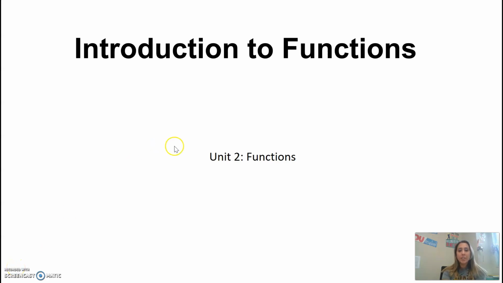Good morning, functions. We are starting a new unit. So we're going to do an introduction to functions. We're going to talk about domain and range, independent variable, dependent variable, things of that nature. So we're going to go ahead and get into that.